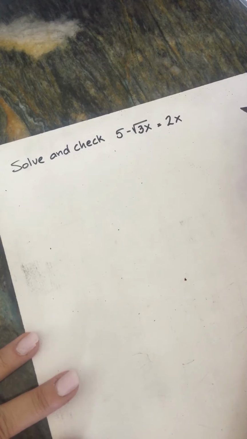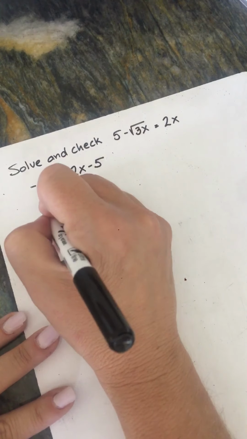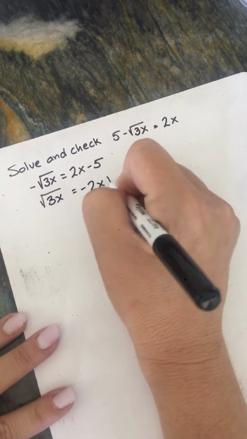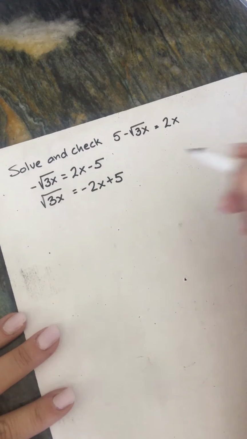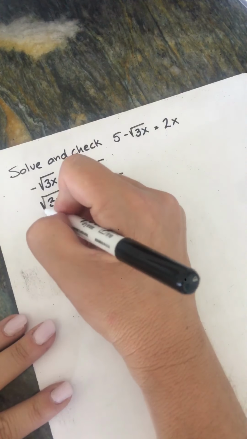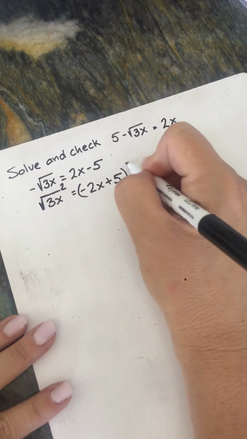Still not isolated because there's a negative sign. So we'll divide everything by -1. So square root 3x equals negative 2x plus 5. Okay, so now it's isolated. Now we need to undo the square root. So we will square here and we will square over here.